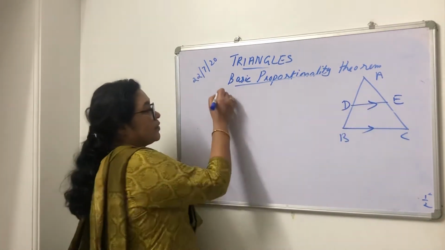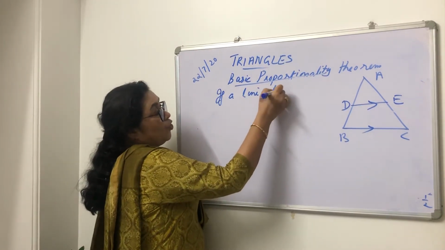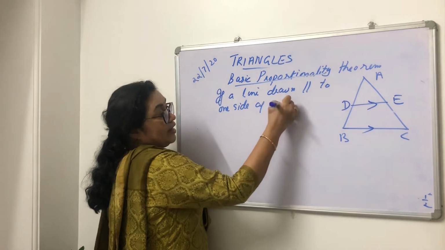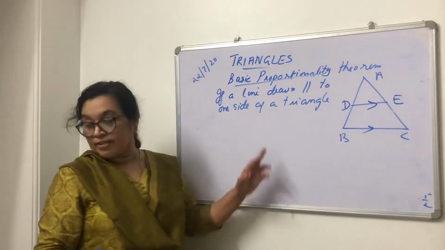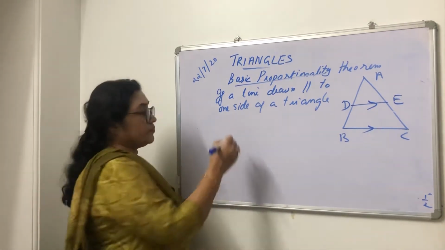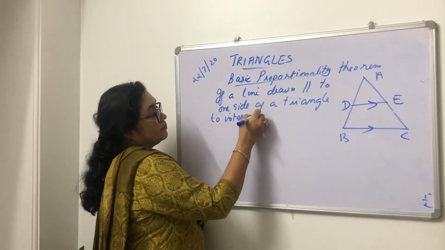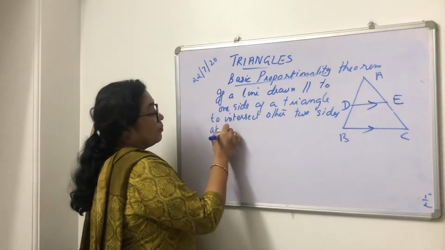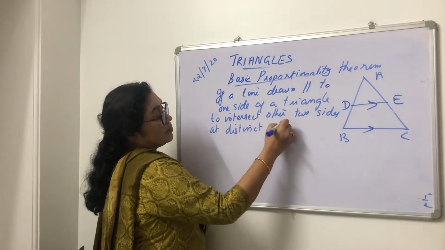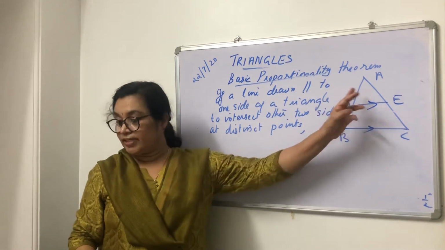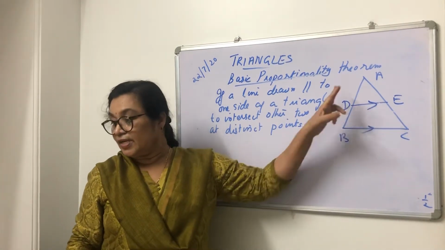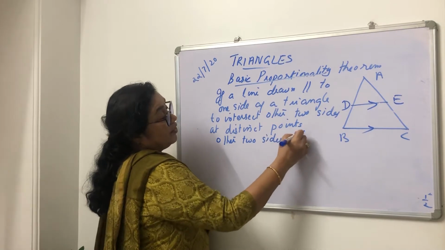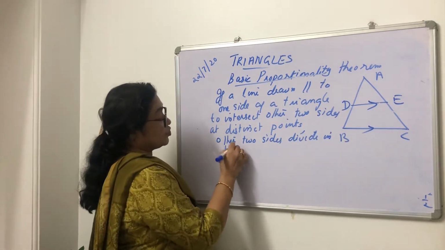So what is the theorem? If a line is drawn parallel to one side of a triangle which intersects the other two sides at distinct points, then the other two sides are divided in the same ratio.